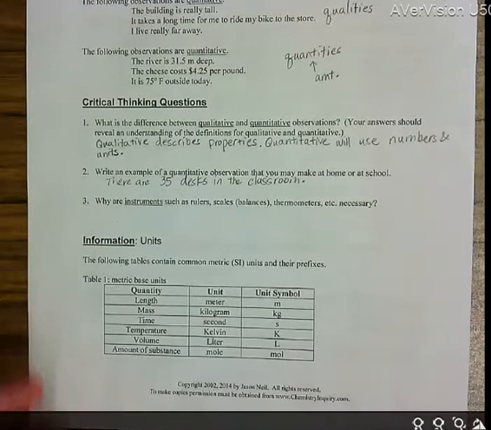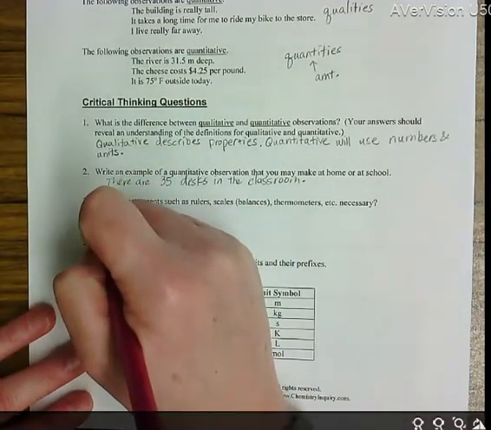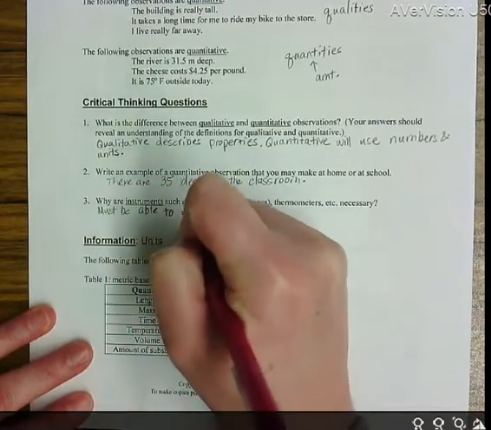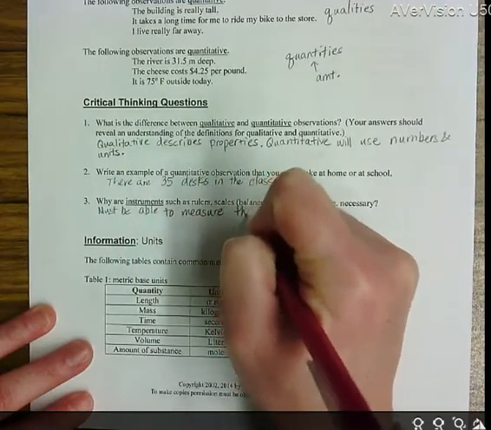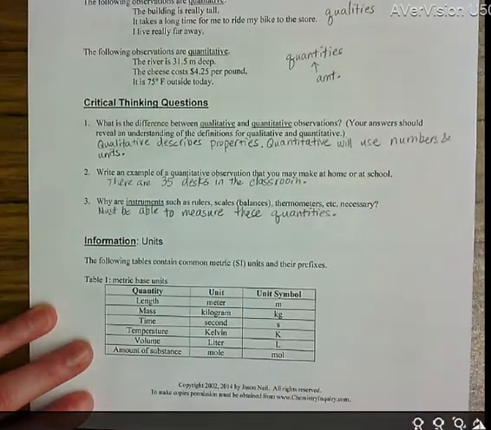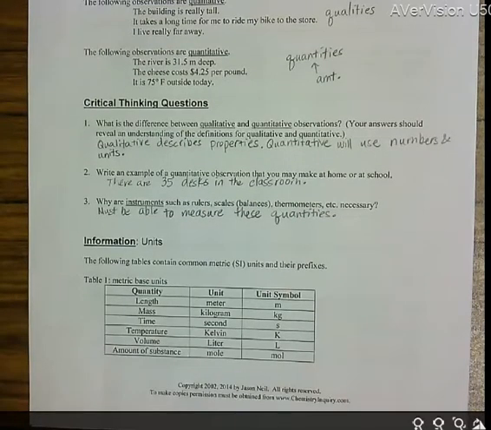Why are instruments such as rulers, scales, balances, thermometers, etc. necessary? Well, we need these instruments because we need to be able to measure these quantities. And also important is we want to make sure that no matter where we are in the world, our unit is always the same. So it also helps us make sure that if I'm talking about a meter here in the United States, it's the same. A meter is the same length in Japan or Germany or everywhere else in the world.